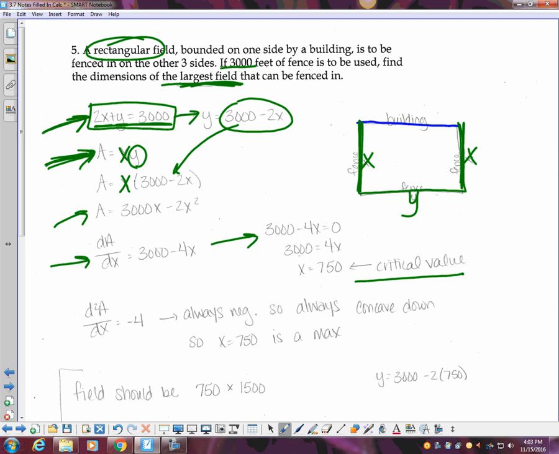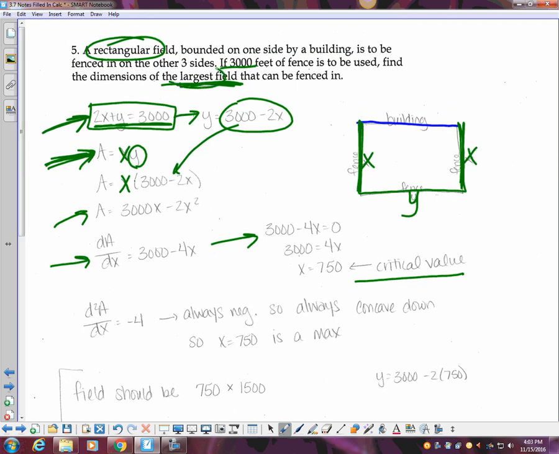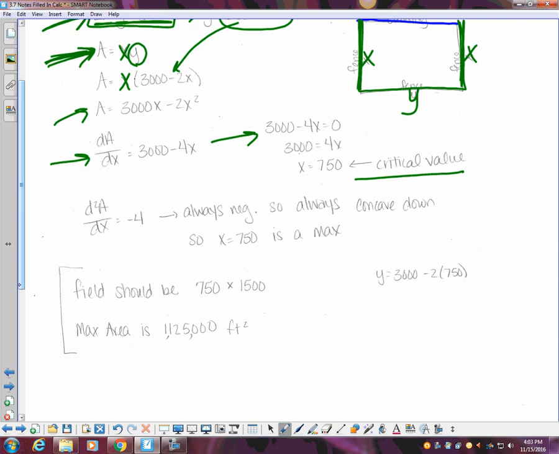I have to take the second derivative to see if it's a max or a min. Let's see, what am I looking for? Largest. So I'm looking for it to be a max, but I have to prove it. So I take the derivative of that, so that's d squared a over dx squared. And that derivative would be a -4, which means no matter what x is, and I'm at 750, but no matter what, this thing is always negative. So it's always concave down, so I have just proven that 750 is a max.